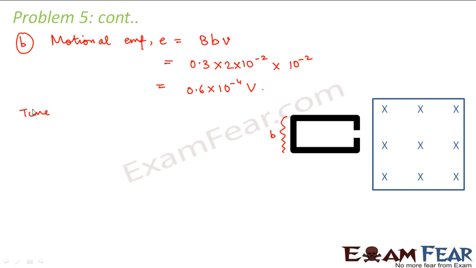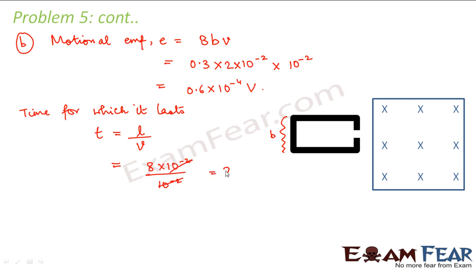Now in this case, for how much time will it last? The time for which it lasts will be equal to the distance covered. In this case, what is the distance covered? This length. So this length divided by velocity. So the length is 8 into 10 to the power minus 2 divided by 10 to the power minus 2. So this comes out to be 8 seconds.